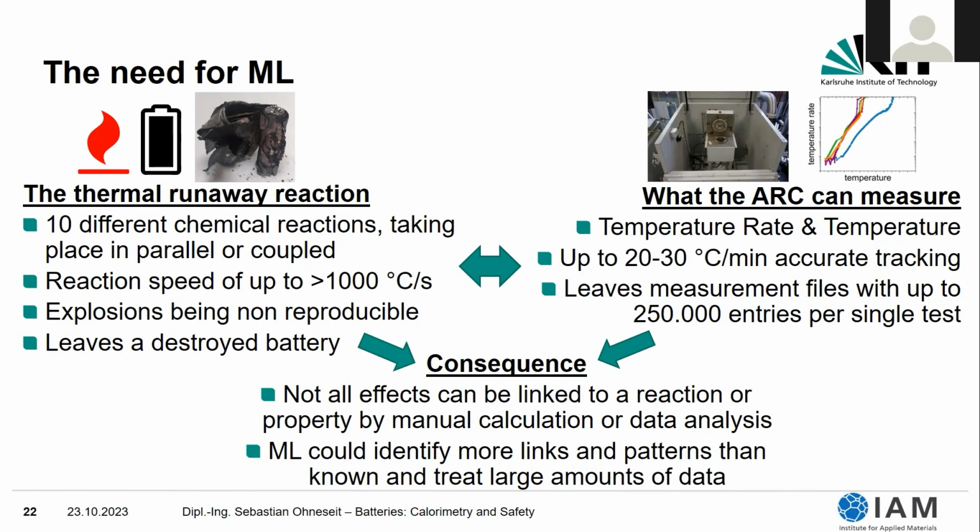And we have very large measurement files. I looked up the biggest one. I found one with 250,000 entries per single test. And in this presentation, I showed you about 100 abuse tests. So there is a lot of data generated, and it masks some reactions taking place. We are not able to link all reactions properly because of all the reactions taking place in parallel, because of the coupling of them. So therefore, we think that machine learning could identify more links and patterns that are unknown, and they can also treat those large amounts of data.